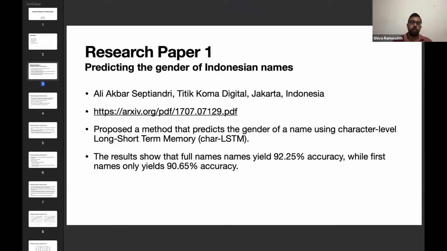Okay, so the first paper is entitled Predicting the Gender of Indonesian Names. This was a paper written by Ali Akbar Septandri, if I could pronounce that correctly. Essentially, this author proposed a method that predicts the gender of a name using a character-level LSTM. In terms of a summary, the results reveal that when full names were used for the gender prediction, the author had a 92% accuracy, while only using first names would yield 90.65% accuracy. So it's a bit lower.